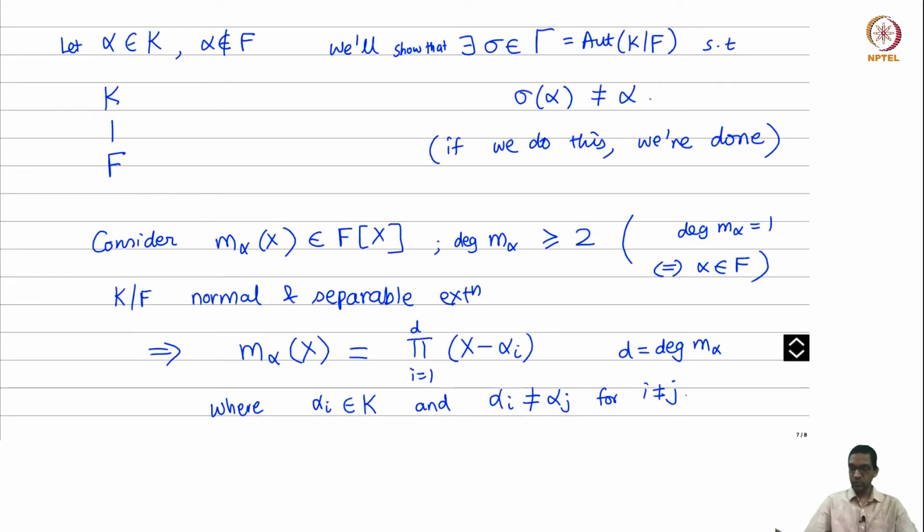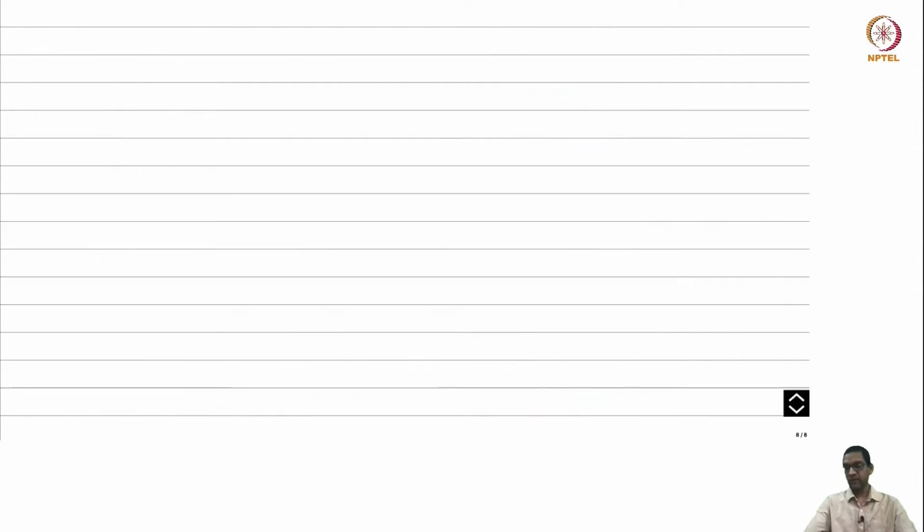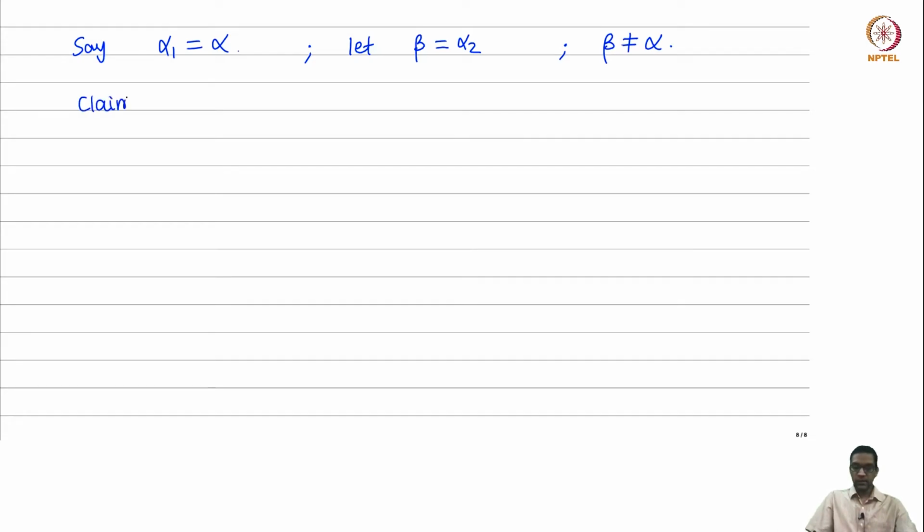Now, of course alpha is one of the roots here. So m alpha of x, of course alpha is the root of this polynomial. Let me assume the first root, alpha 1, is alpha. Now let's look at the second root. Recall there's at least one more root because the degree is at least 2. So let's call the second root beta. So let beta be alpha 2. We know beta is not the same as alpha, certainly. Now we'll construct our automorphism as follows. There exists sigma in gamma, an F automorphism of K, such that sigma maps alpha to beta.